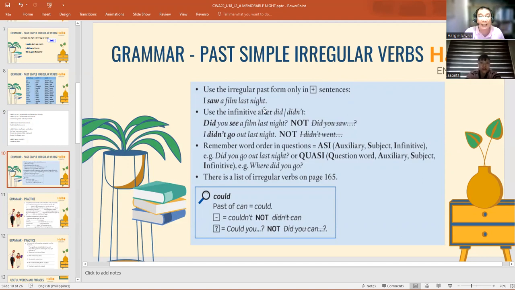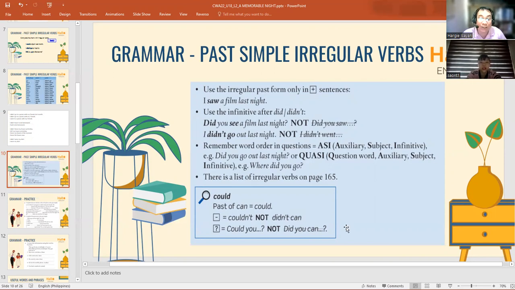Again, it's not just didn't, but we can also use did. For example, in asking a question, did you see? So we will not say, did you saw? Remember, for example, if you lost your pet dog, and you went outside to look for it, you are going to say, did you see my dog? We will not say, did you saw my dog? That would be wrong.